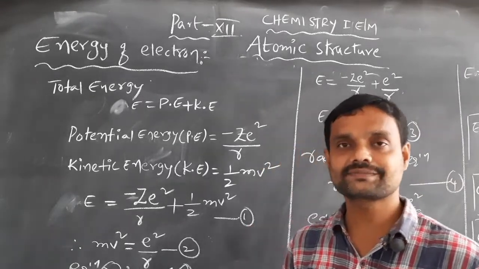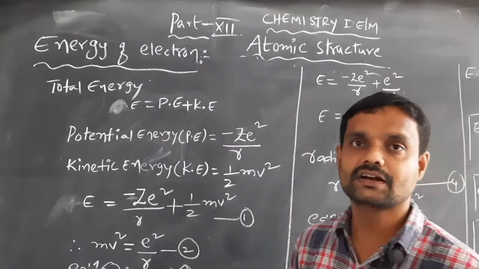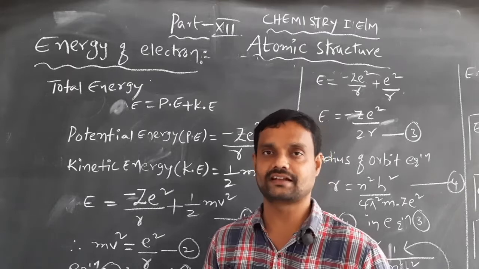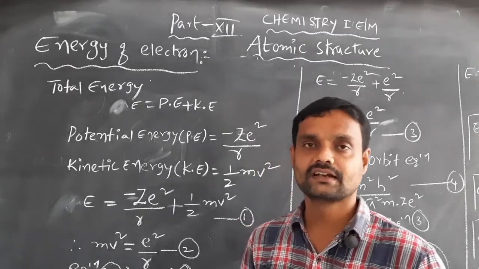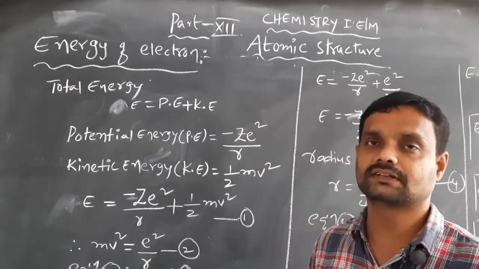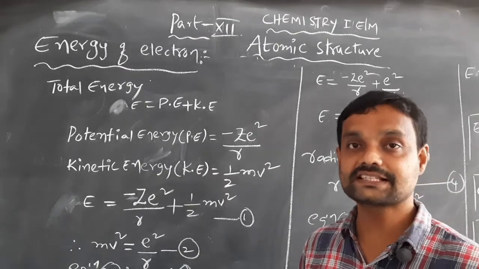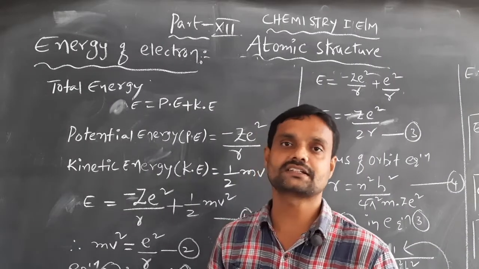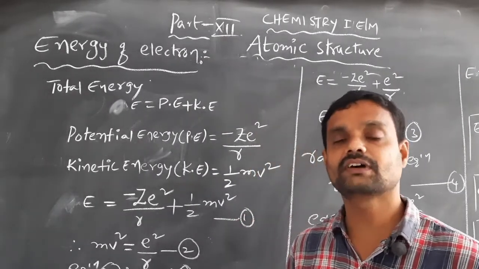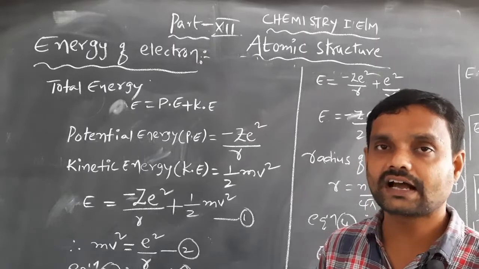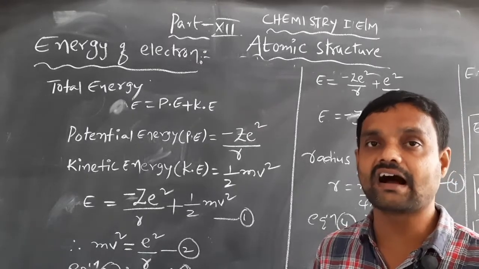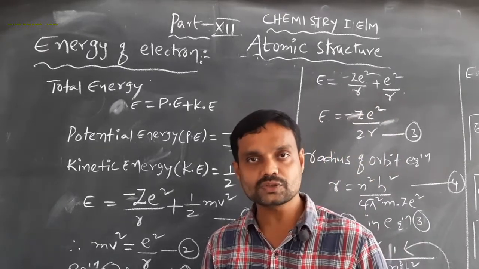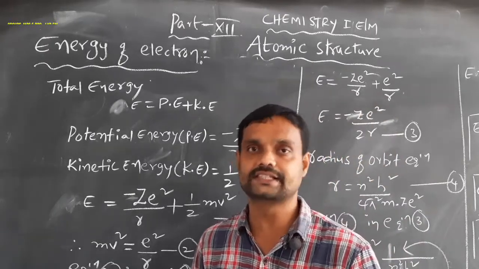Hydrogen-like ions means ions that also have only one electron. So that will be called a hydrogen-like ion. For example, hydrogen atom, how many electrons are present? Only one. Similarly, He+ ion, one electron. Li2+ ion, one electron. Be3+ ion, one electron. So these are all hydrogen atom-like ions. For these types of ions also the formula will be valid.